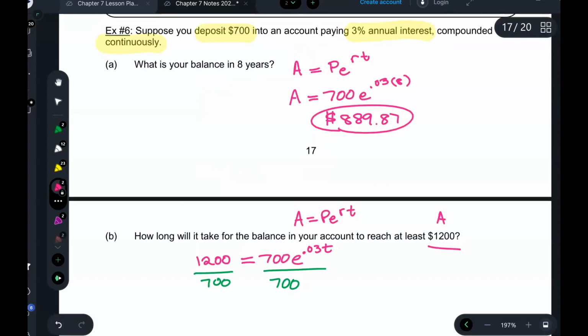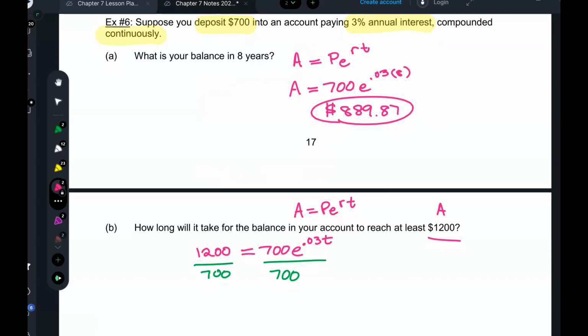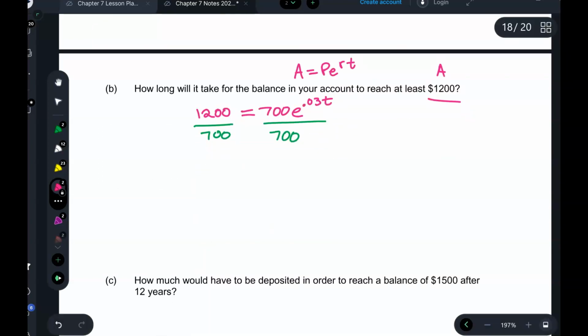Yeah. So in the last question, I wanted to know if I put $700, how much will I have after 8 years? Now I'm saying I'm still investing my 700, and I want to see how long it'll take for it to become 1,200. So I'm just going to make that 12 over 7, canceling out those zeros.